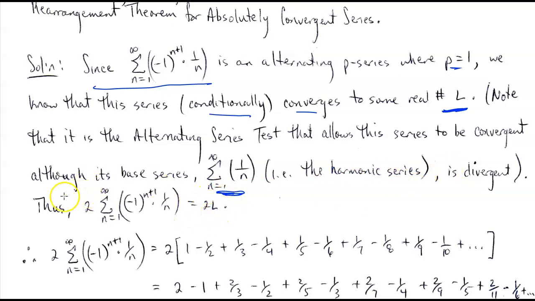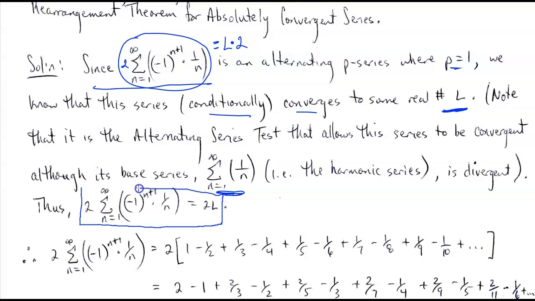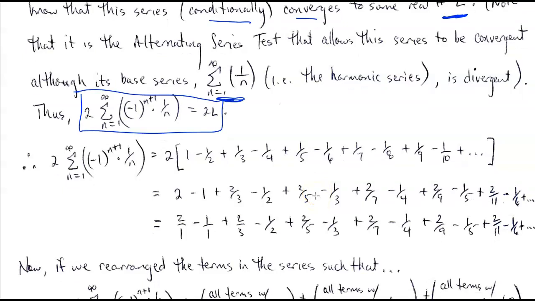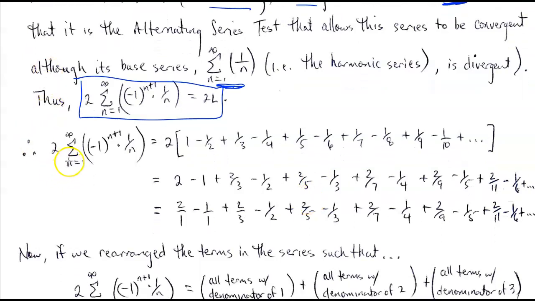So because this particular series is conditionally convergent, it should converge upon some number. We're just saying that it converges upon a sum L. So if we do 2 times that, this is going to be 2 times L, and that is what I am stating right here. Now let's list out what this looks like. If I take 2 times this alternating harmonic series, I'll list it out, it looks like this.